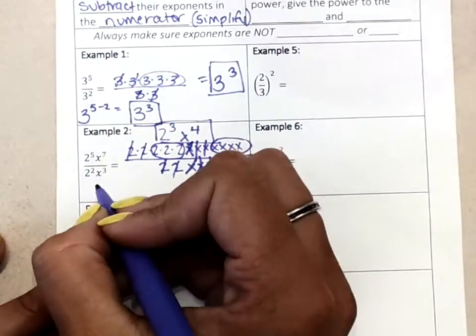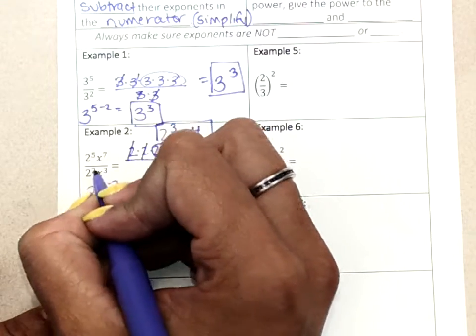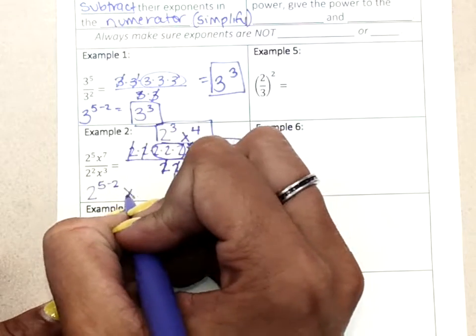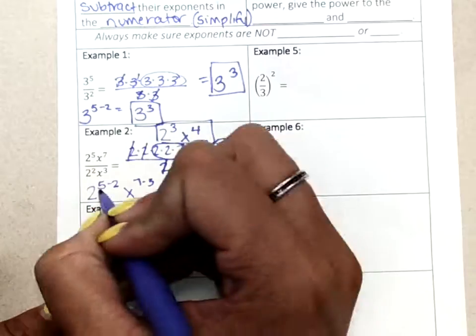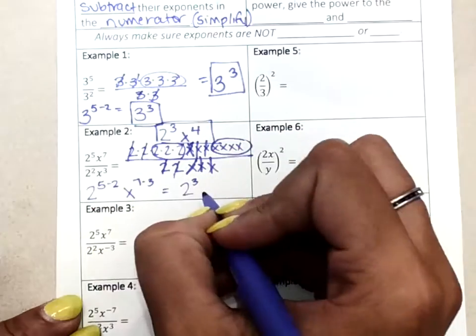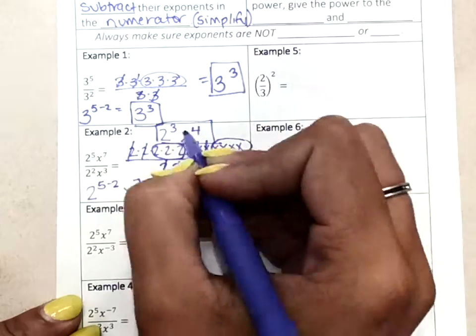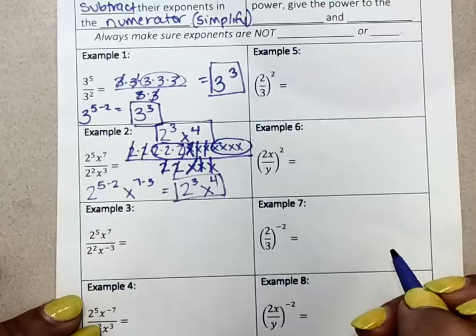If you wanted to use the rules, you would do 2 to the 5th, take away 2, 5 minus 2, and x to the 7th, take away 3. 2 to the 5th, take away 2 is 2 to the 3rd. 7 take away 3 is 4. So again, we would have had the same answer by solving it either way.